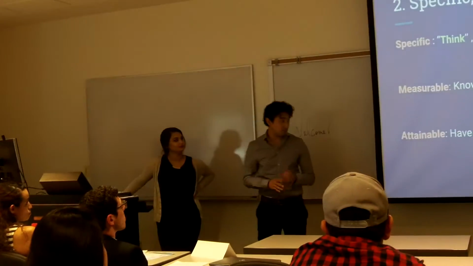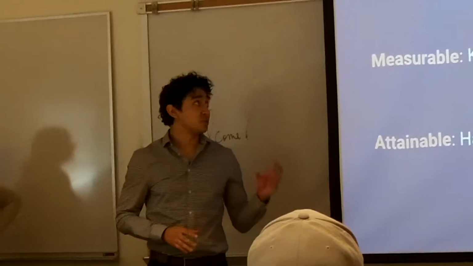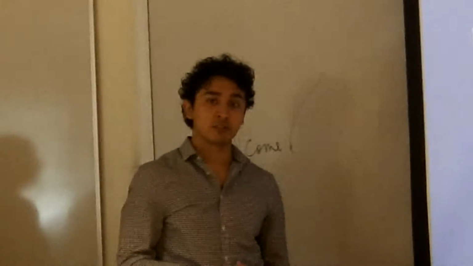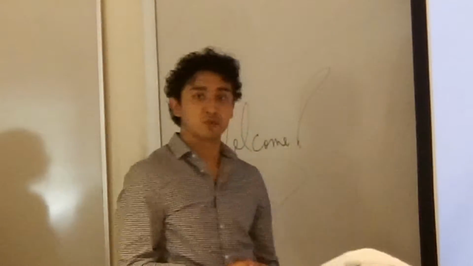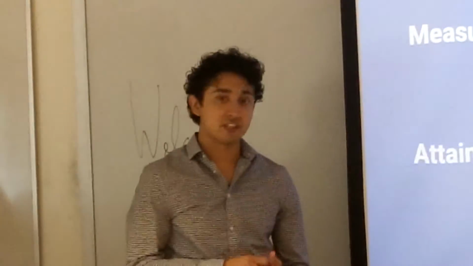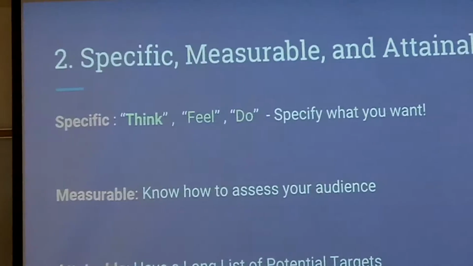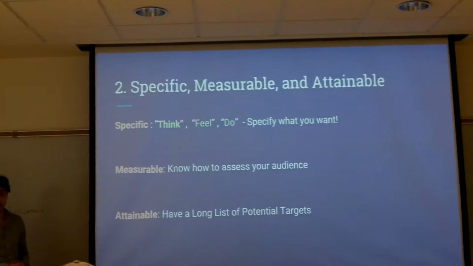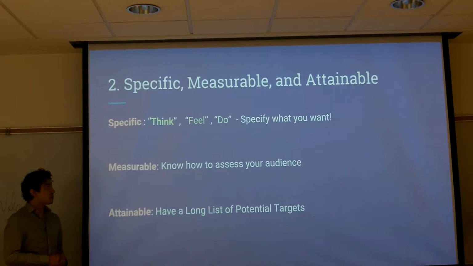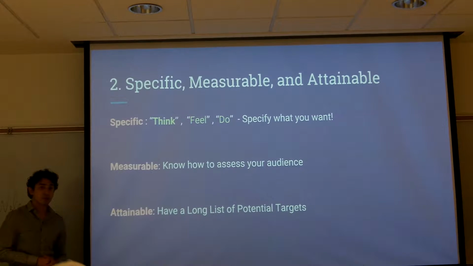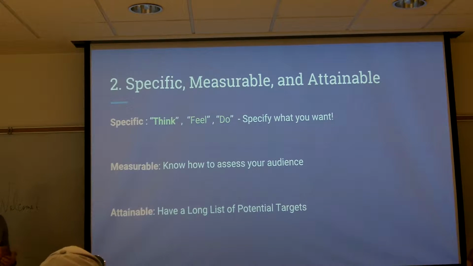Okay, so I'm going to talk about three things that are very important to connect with your audience and be specific in delivering your message at the same time. The three things are to be specific, be measurable, and be attainable. All three of these focus on the think, feel, and do of your audience, and yours as well.